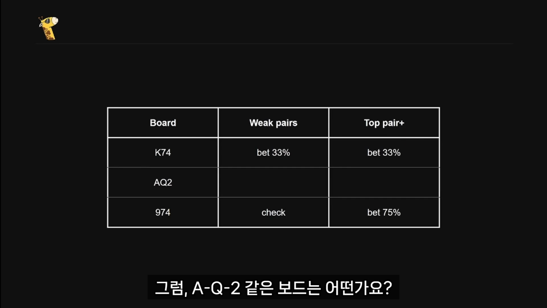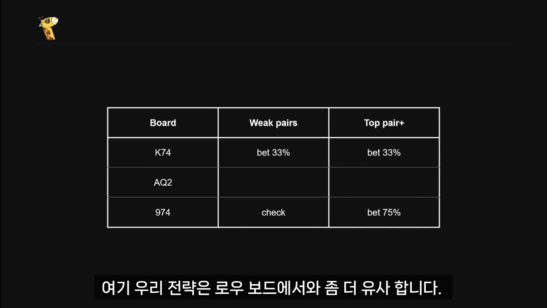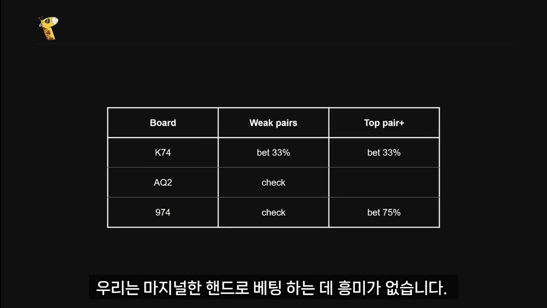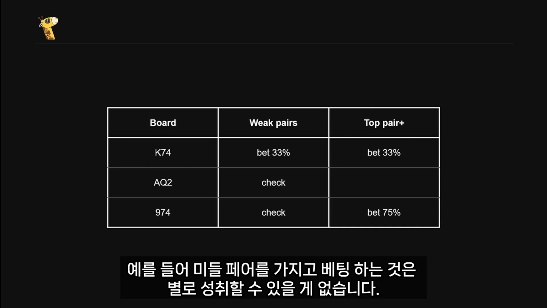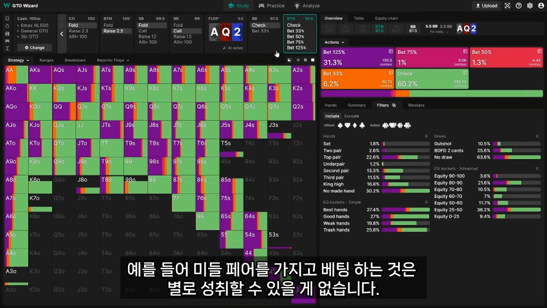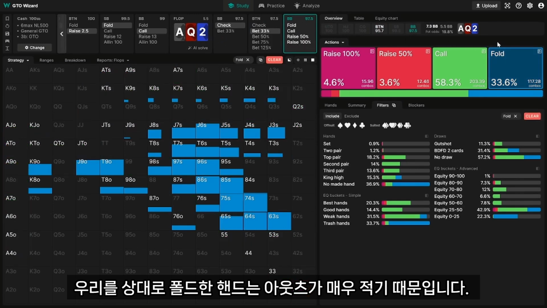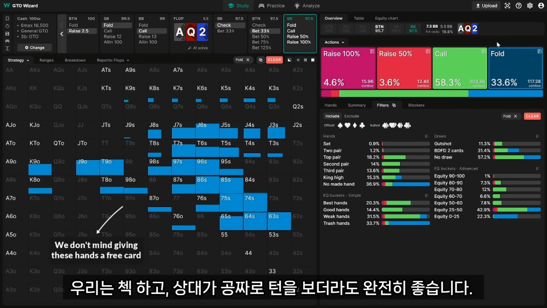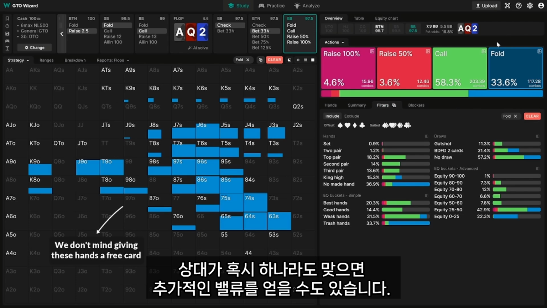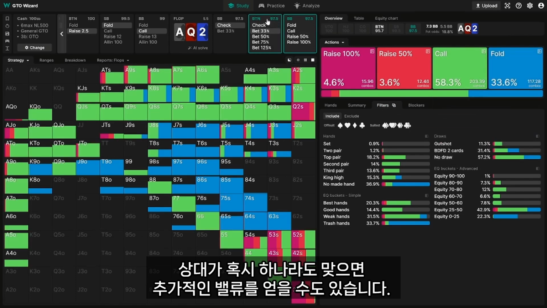But what about a board like Ace-Queen Deuce? Here, our strategy is more similar to that on low boards, in the sense that we are not interested in betting marginal hands. With middle pair, for example, betting doesn't really accomplish much because the hands that fold have very few outs against us. We are perfectly happy to check and let them see a free turn, and might even get a bit of extra value if they happen to hit a pair.